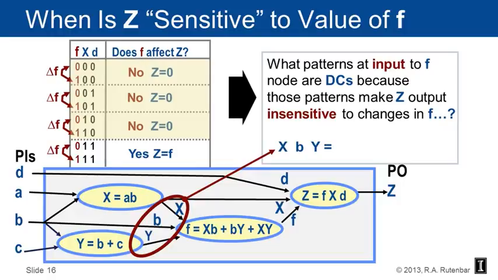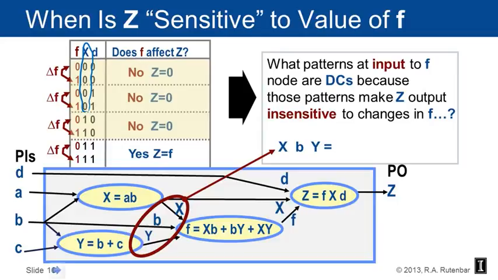And what we discover when we stare at the table of f and x and d, the does-f-affect-z table, is that if x and d are 0,0, if x and d are 0,1, if x and d are 1,0, then z is insensitive. But I only get to look at patterns of x and b and y. I can't pay attention to the d. So the only thing that's of consequence here is that whenever x is 0, and I'm just going to highlight that over here, the network output Z is insensitive to F.